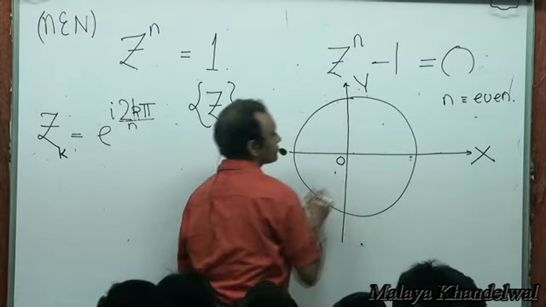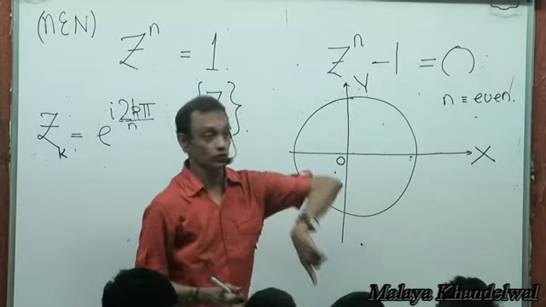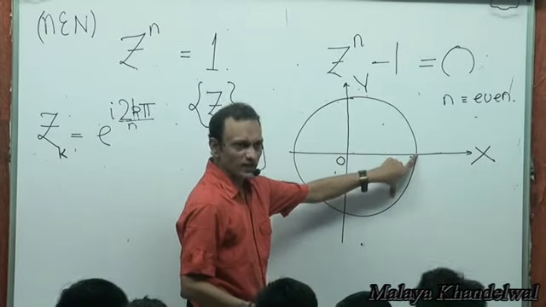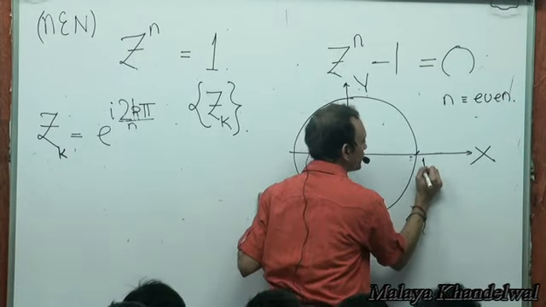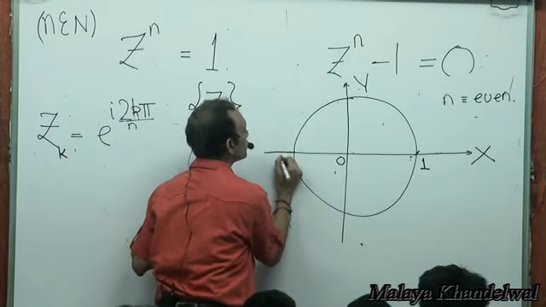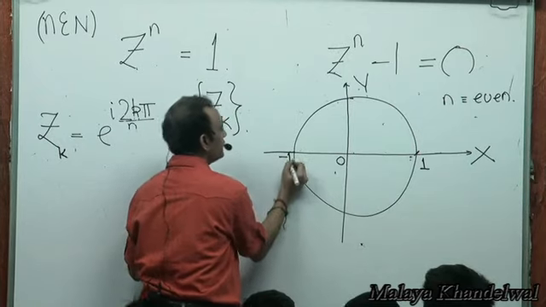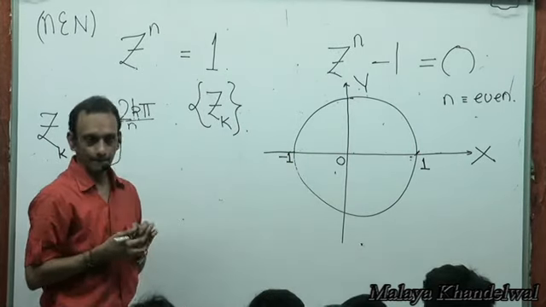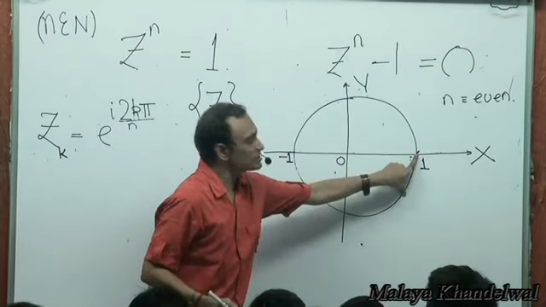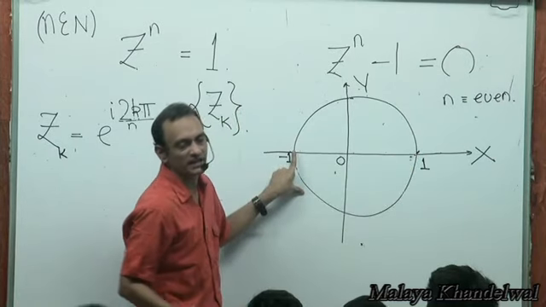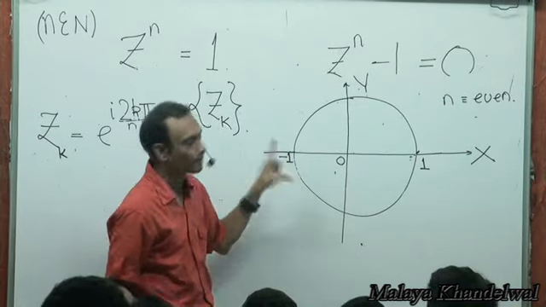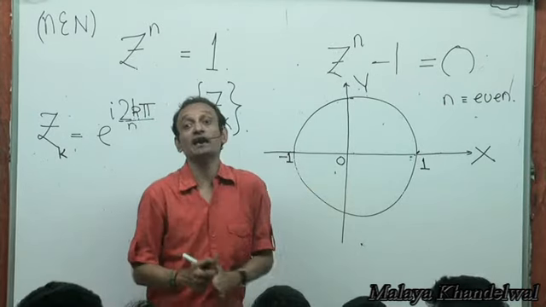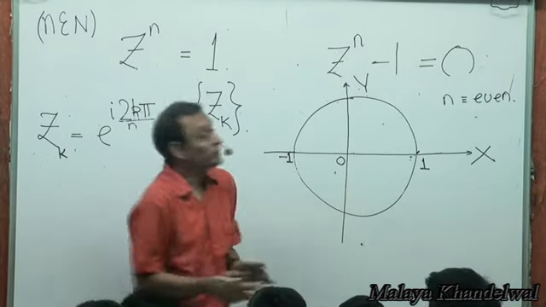Suppose n is even. Then there will be two real roots. z equal to plus 1 is here and z equal to minus 1. z equal to plus 1 will be a root and z equal to minus 1 will be a root. Right? Two real roots. This is 1 plus i into 0. This is minus 1 plus i into 0. Two real roots, plus 1 and minus 1. And the rest, n minus 2, would be complex roots.